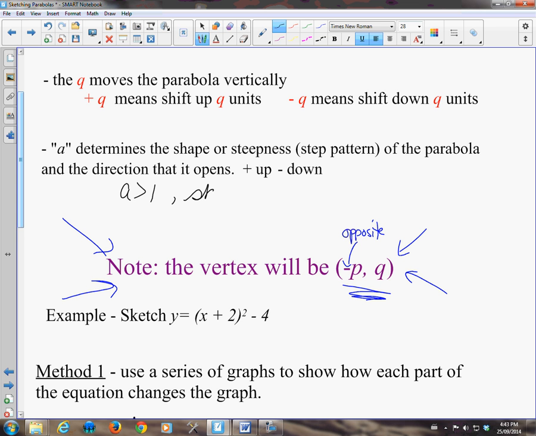And if A is greater than 1, it makes the graph skinny. And if it's a fraction between 0 and 1, it makes the graph wider. So let's look at an example.